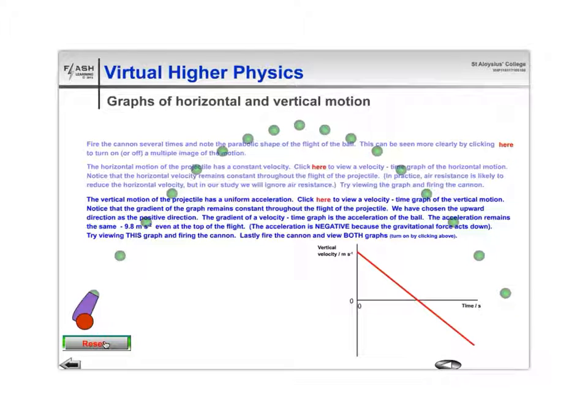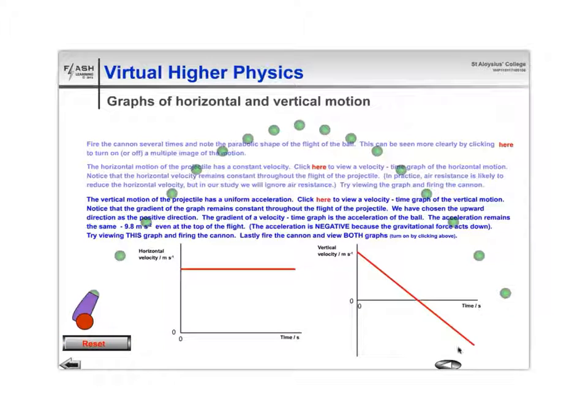way down. Now we generally show downwards as being a negative velocity, so the velocity starts positive, decreases to 0 on the way up, and then increases in a negative direction. So the graphs, when you look at both together, would look like that.